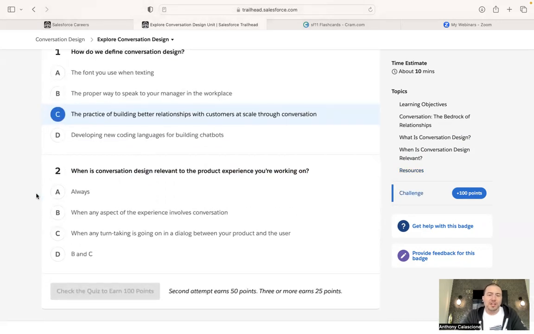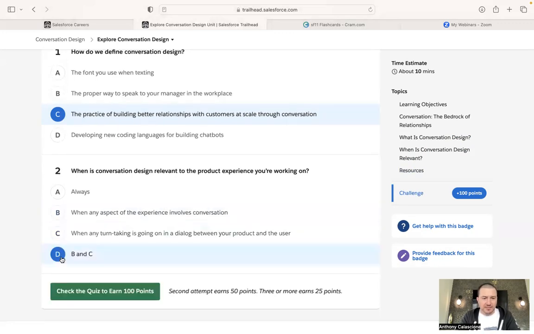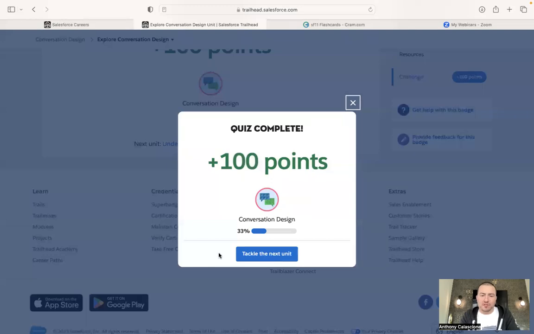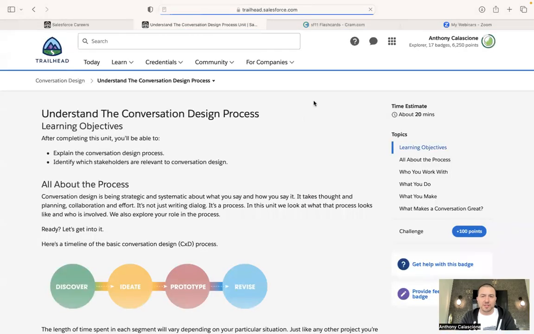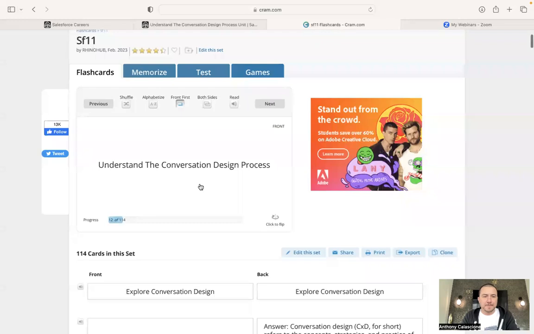When is conversation design relevant to the product experience you're working on? Always, when an aspect of the experience involves conversation, when any turn taking is going on in a dialogue between your product and the user. D, B, and C. All right, that was pretty cool. 100 points. Understand the conversation design process.